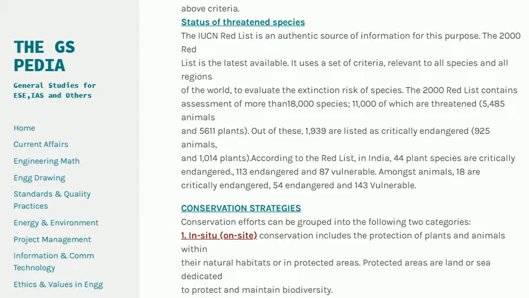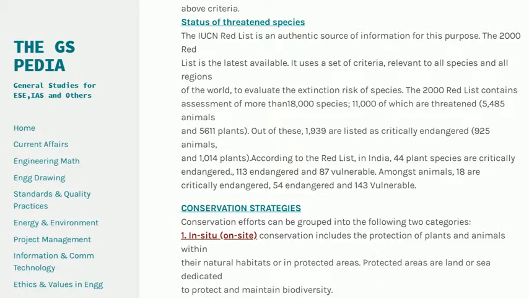5,485 animals and 5,611 plants. Out of these, 1,939 are listed as critically endangered: 925 animals and 1,014 plants. According to the Red List, in India, 44 plant species are critically endangered, 113 endangered and 87 vulnerable.